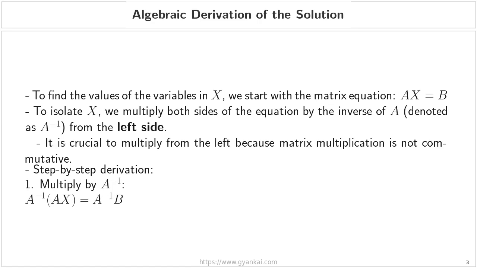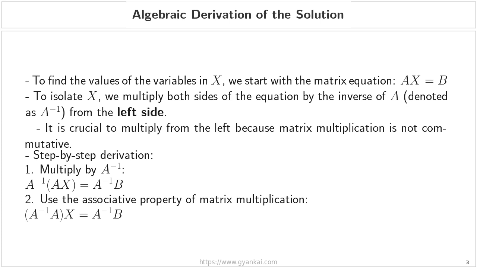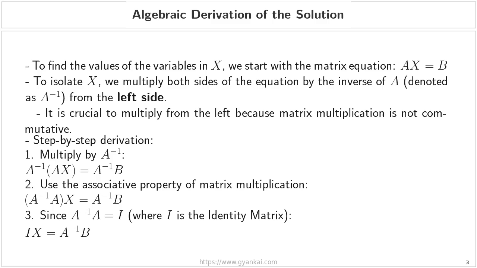First, we multiply both sides by A inverse, which gives us A inverse times the quantity A times x equals A inverse times b. Next, we apply the associative property of matrix multiplication. This allows us to regroup the matrices, so we can look at the quantity A inverse times A, all multiplied by x, equals A inverse times b. Now, remember from our definition of an inverse that A inverse times A results in the identity matrix, which we call I. Our equation simplifies to I times x equals A inverse times b.